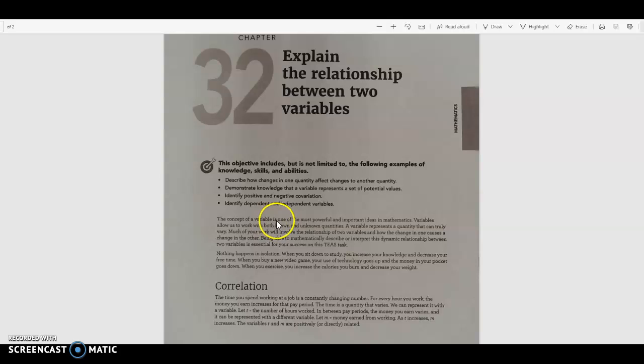The concept of a variable is one of the most important and powerful ideas in mathematics. Variables allow us to work with both known and unknown quantities. A variable represents a quantity that can truly vary. Much of your work will involve the relationship of two variables and how the change in one causes a change in the other. Being able to mathematically describe or interpret this dynamic relationship between two variables is essential for your success on this TEAS test.